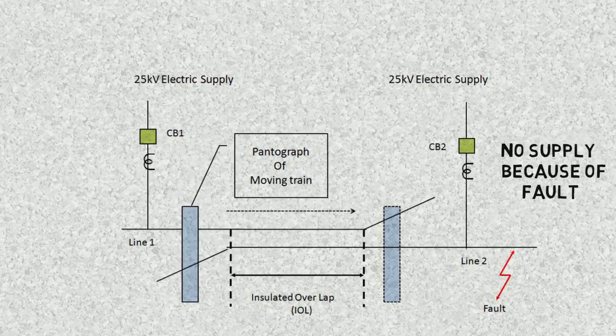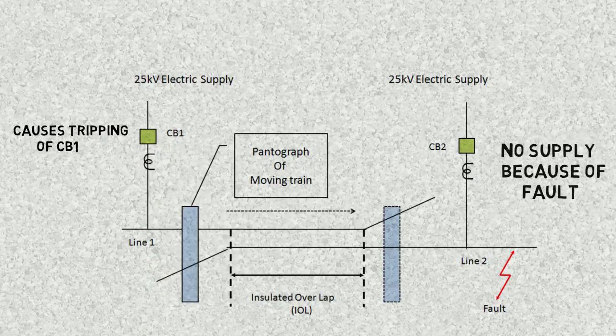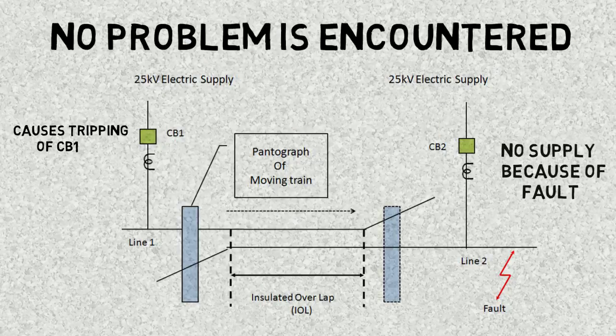The first one is that the second line does not have supply as a certain fault has occurred on the second line. So the circuit breaker has tripped and the second line has a fault which is detected. Whenever the train enters from the live to the dead section of the insulated overlap, there shall be a heavy flashover, particularly when the pantographs leave, and circuit breaker 1 will be triggered and no problem will be encountered as the supply of the train will be cut.